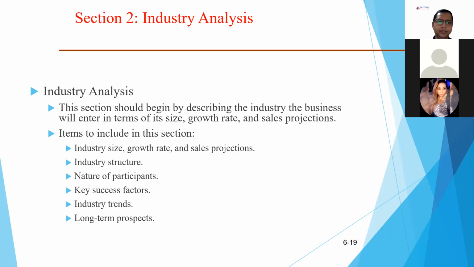In this section, you should begin by describing the industry, business. If you're in the clothing industry, you need to explain how this industry is evolving, what the size of the market is, what the growth rate is, and what the sales projection is for a particular region. The items you need to include in this section are industry size, growth rate, sales projection, industry structure, nature of participants, key success factors, industry trends, and long-term and short-term prospects.